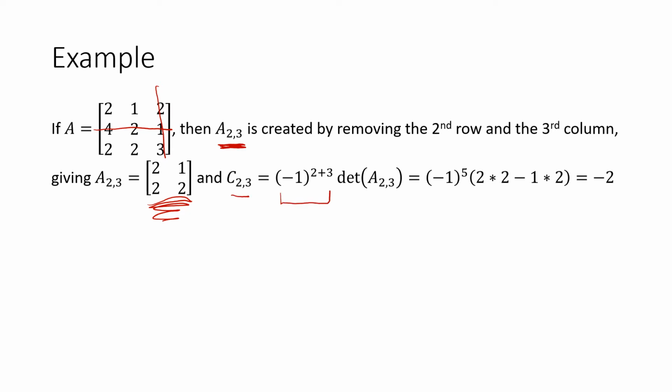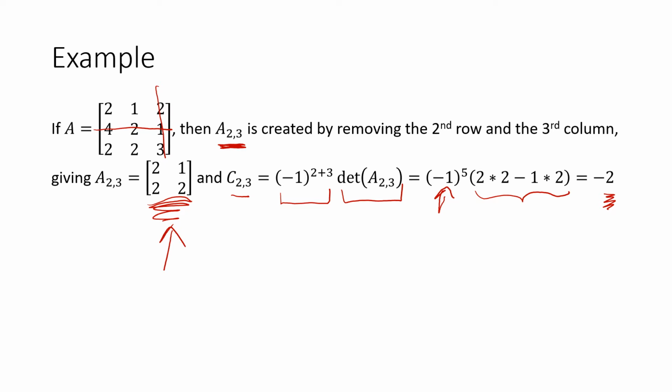So we want to get the 2, 3 cofactor. It's -1 raised to the 2 plus 3 times the determinant of A2,3. -1 to the 2 plus 3 is -1 to the 5. The determinant of A2,3 is the determinant of that. We know how to get that determinant. It's 2 times 2 minus 1 times 2. There's the determinant. So it's -1 to the 5, which is -1, times 4 minus 2. So it's -1 times 2. The 2, 3 cofactor is equal to -2. That's how you get the cofactor.